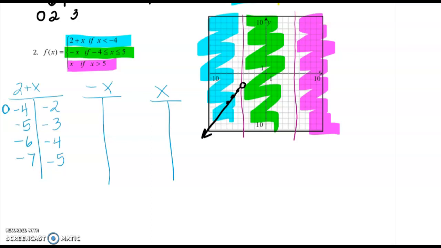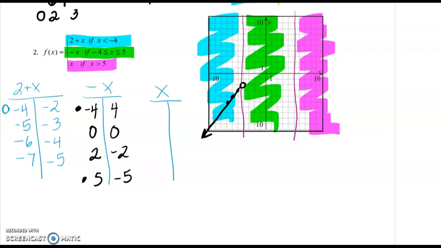Alright, so for negative x, I can plug in numbers between negative 4 and 5, and I can actually equal them. So at negative 4 and at 5, I'm going to have closed dots. And let's try a couple numbers in between there. I'm just taking the opposite of x. So this is going to be positive 4.